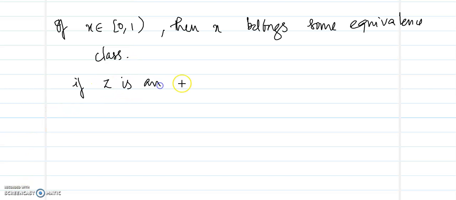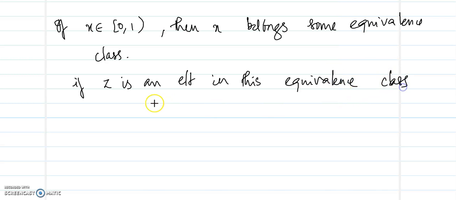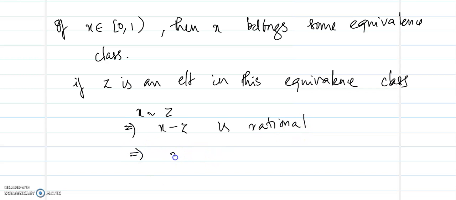z is an element in this equivalence class. And x will be related to z, so that implies x minus z is rational. So if x minus z is rational, we can write x minus z equal to ri for some i.